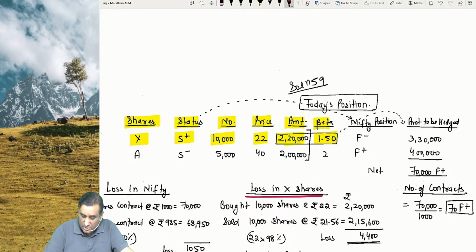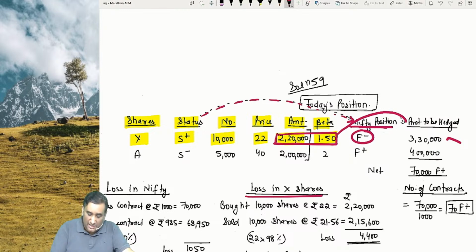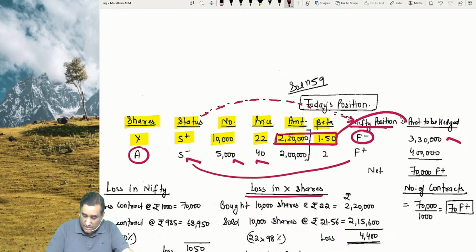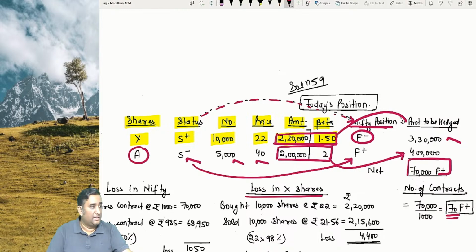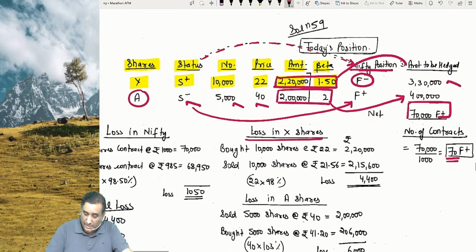Then he says create a position. Using the status, since I am S plus, I create Nifty F minus, and the amount would be the same times. Similarly, A was basically S minus 5,040, so it will be S minus F plus, and the amount would be 2 into 2 times. Net position comes to 70. The number of contracts, minus plus, automatically gets cancelled off there.